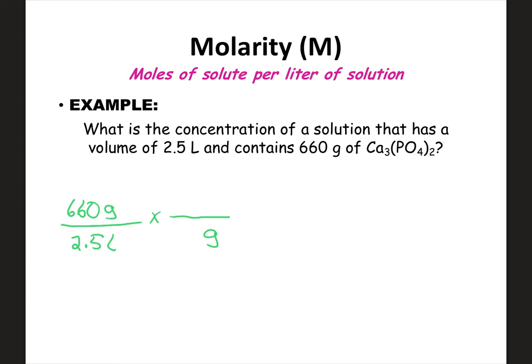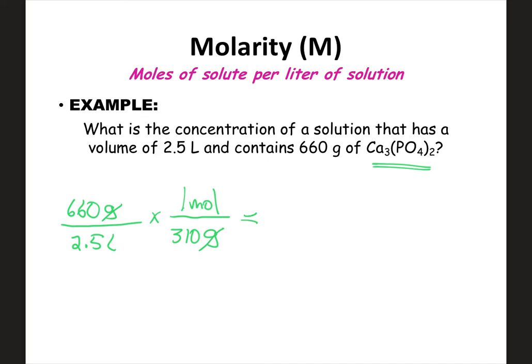So I know that the grams have to go on the bottom to get rid of them. Again, when you do the molar mass of this compound, I'll save you time. It does come out to be 310 grams for every 1 mole. Remember, you do need to show your molar masses. Grams on top and grams on bottom are going to cancel. Your only units left are moles over liters, which is the definition of molarity.